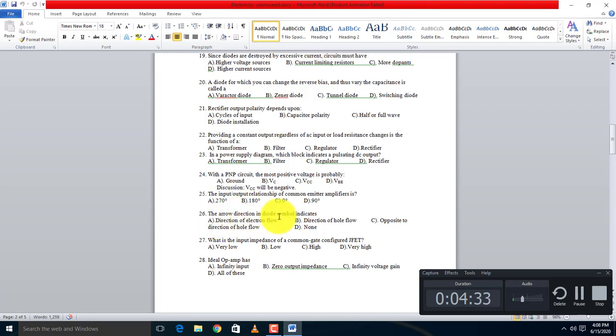The arrow direction in a diode symbol indicates the direction of hole flow, not electron flow. It is the conventional current.